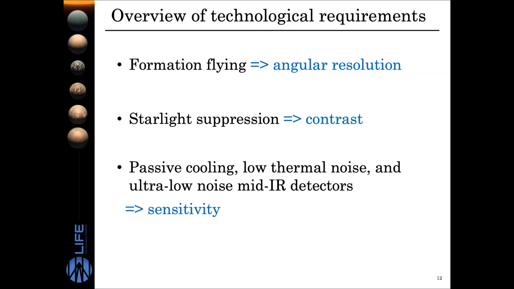Starlight suppression, so that's nulling interferometry, but there are technologies involved behind this to achieve a really stable starlight suppression, and then a really good sensitivity that can be provided by passive cooling or low thermal noise and excellent mid-IR detectors. So now I will revise quickly each of these three points and say a few words about ongoing activities on these three topics.